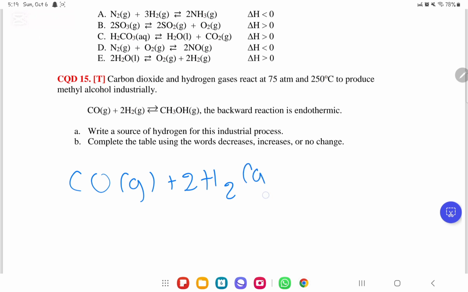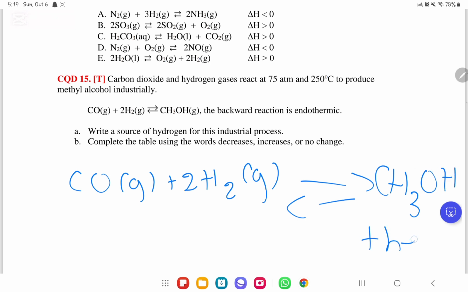2H2 gas, CH3OH plus the heat. They're telling us what happens if we decrease the temperature. If we decrease our temperature, according to Le Chatelier's principle, a counteraction will happen. What's the counteraction? That we need to increase the heat. To increase the heat, what happens?